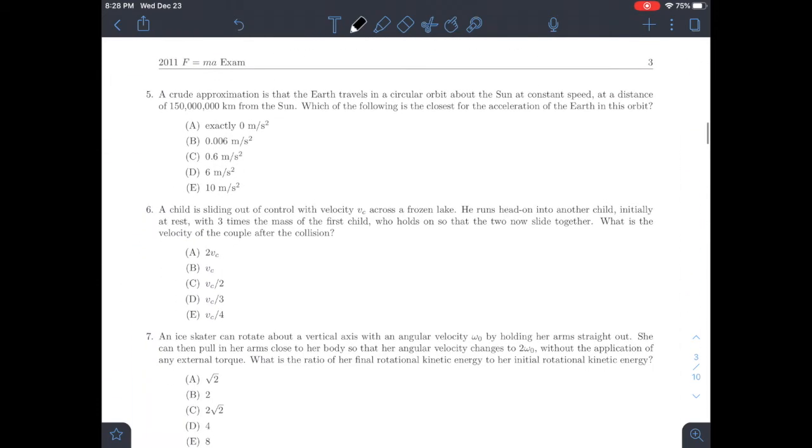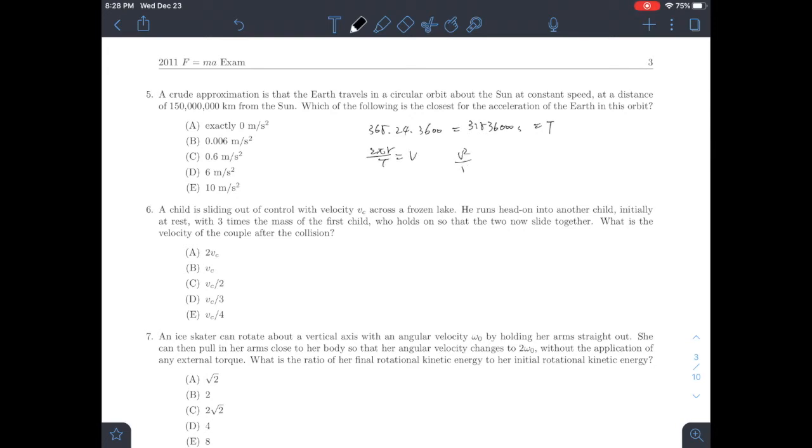So question number 5. A crude approximation is that the Earth travels in a circular orbit about the Sun at a constant speed, at a distance of 150 million kilometers from the Sun. Which of the following is the closest acceleration of the Earth in orbit? First we need to find the period of the Earth, which is 365 days times 24 hours times 3,600 seconds per hour. We get 31,536,000 seconds, which is the number of seconds in a year. Then that would be the period.